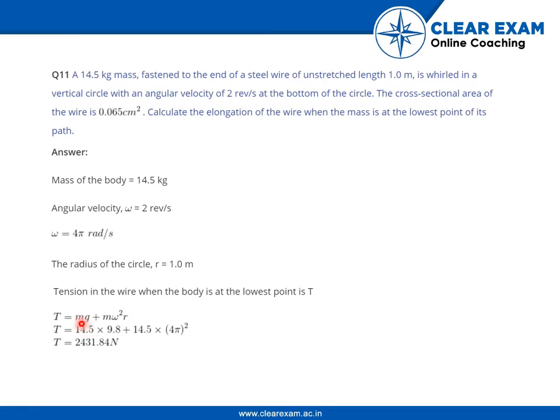So if we put in the value of mg, omega and r, we get the T to be 2431.84 Newton. Cross-sectional area of the wire is 0.065 centimeter square, which is given in the question itself, and the Young modulus of steel is 2 into 10 to the power 11 Newton per meter square.